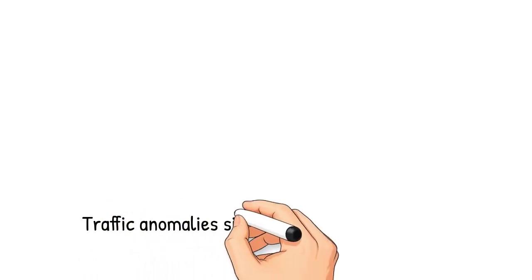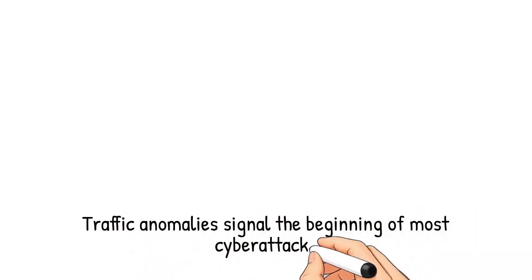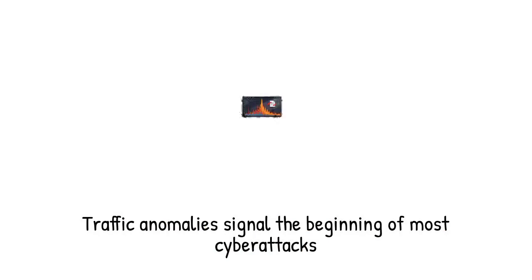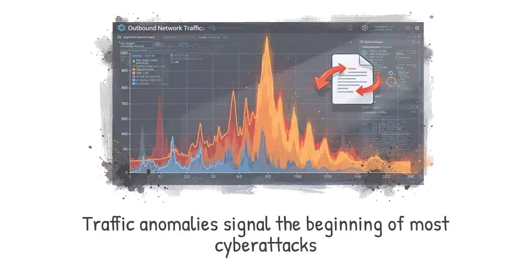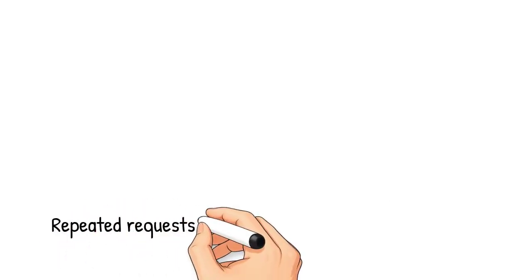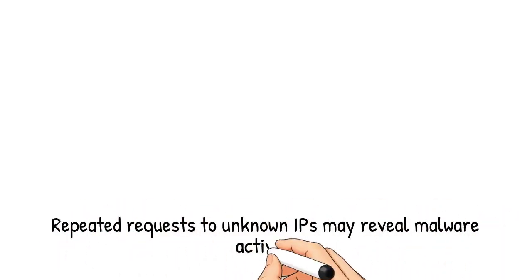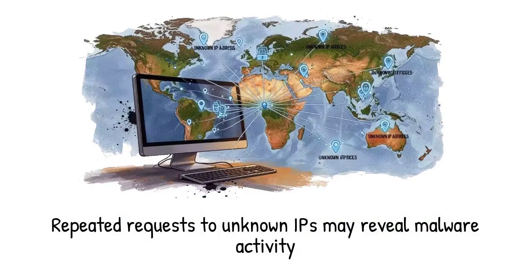Most cyber attacks reveal themselves through abnormal traffic patterns. Here are some examples. 1. Sudden spikes in outbound traffic. This often indicates data exfiltration, stolen data being sent out. 2. Repeated requests to unknown IPs. This may indicate malware communicating with a command and control server.